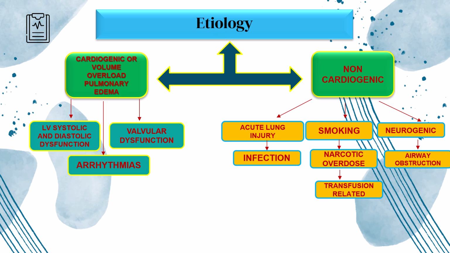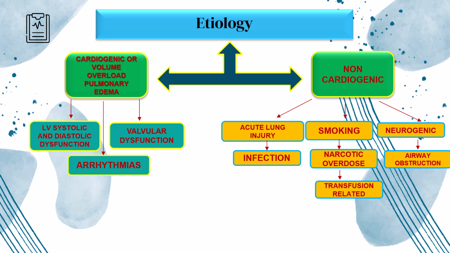The valvular dysfunctions are the mechanical causes, like aortic stenosis, aortic regurgitation, mitral stenosis, mitral regurgitation. There are arrhythmias like AF with rapid ventricular response, ventricular tachycardia, or your blocks, especially the AV blocks, your third degree AV block or complete block, whichever you call it.